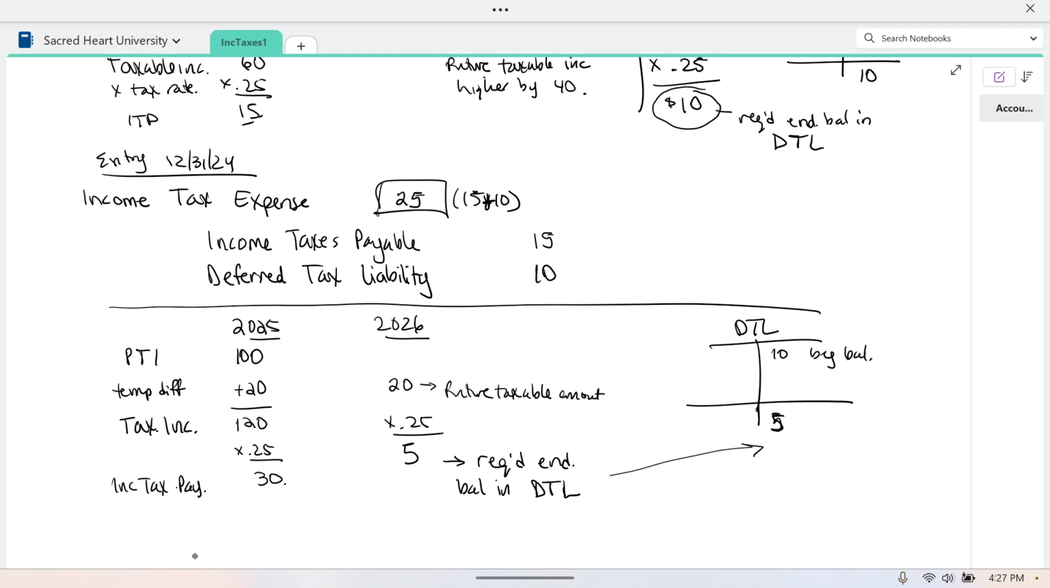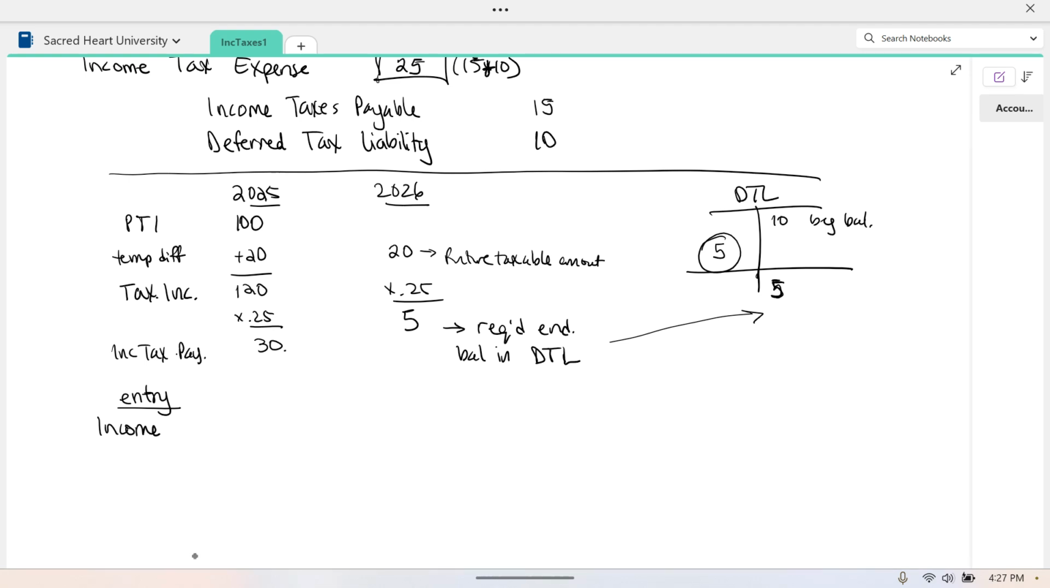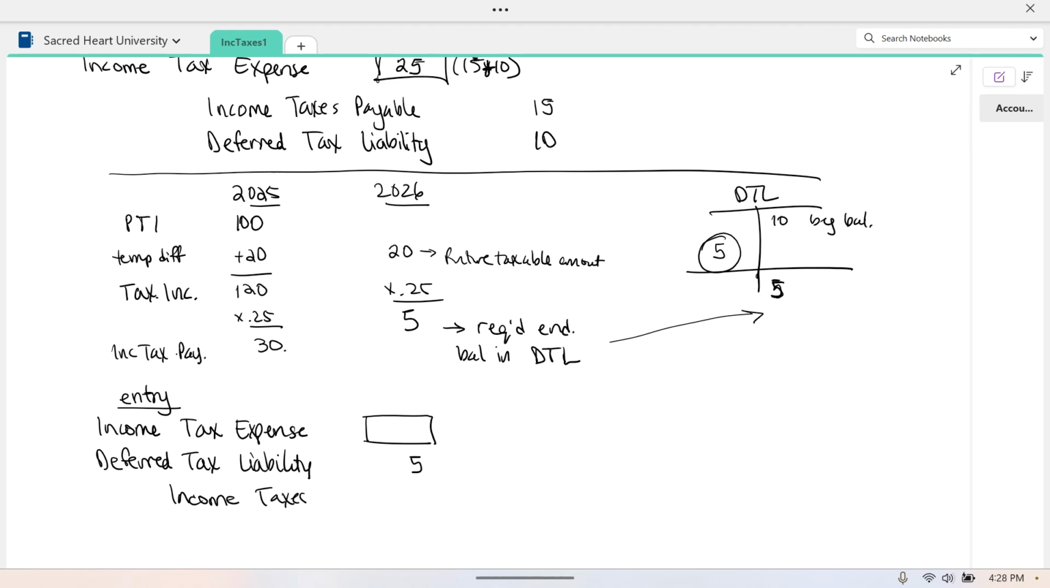How do we get it there? It starts with 10. We want it to be down to 5. So we need to decrease, or debit, the deferred tax liability account by 5. So when we come to do our entry for our income tax provision, or income tax expense, debit income tax expense for some amount, we're going to use some plug number here. We're going to debit to decrease deferred tax liability by 5. And we're going to credit to record the fact that we owe income taxes according to IRS code for 30.